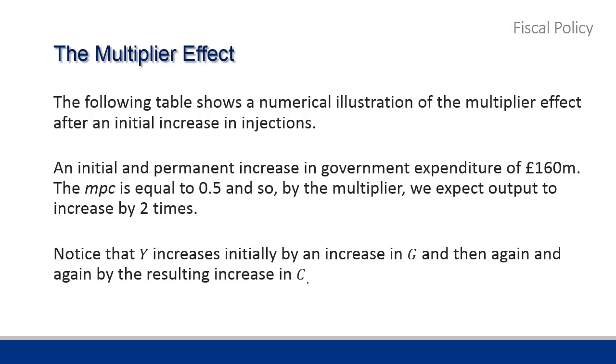Now we have done this mathematically, we can also show this multiplier effect numerically. We start off with an initial increase in government expenditure of 160 million, and we set the marginal propensity to consume to 0.5. Now, given that we know that output will increase by 1 over 1 minus MPC, we expect output to increase by 2 times. Notice that the increases in Y become smaller in each round.